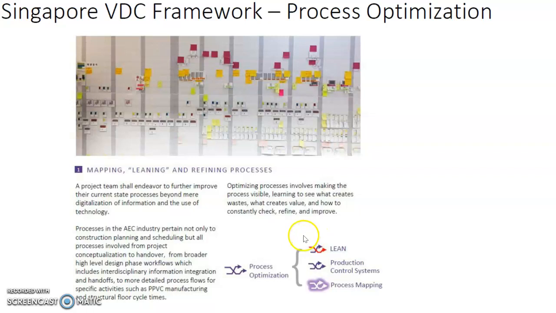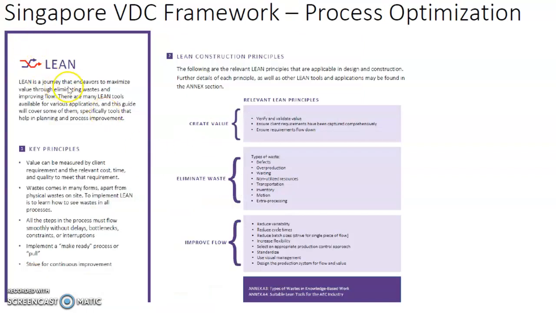So let's go into the first sub area called the Lean method. Lean is a journey that the team can take to maximize the value, and the value is maximized by eliminating wastes and improving the flow. There are many Lean tools, which will be shown in the next few slides, available for the team to use, and the slides cover some of them, specifically tools that can help planning and the process improvement.